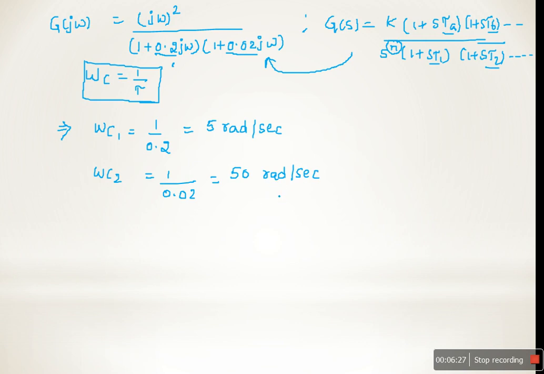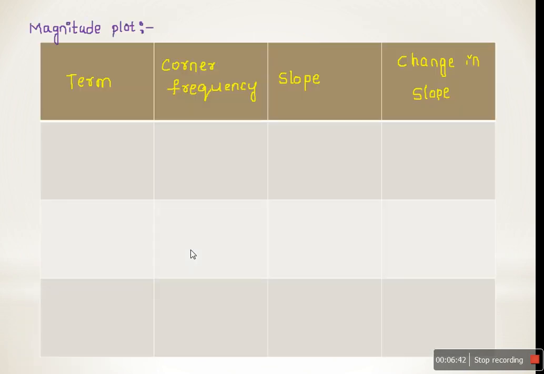In order to draw the magnitude plot, we have to take each and every term in the given transfer function and calculate the magnitude for that given term. So I am taking the magnitude table. In this table, the first column is the different terms available in the given transfer function, then the different corner frequencies associated with that term, the slope of that particular term, and the change in slope.